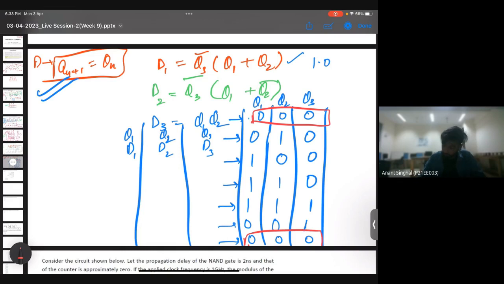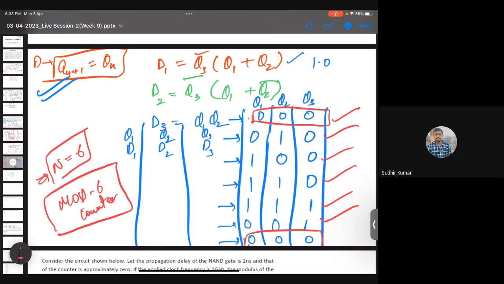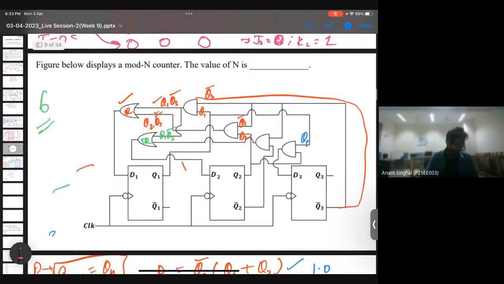So let's see how many states it has. 1 2 3 4 5 6. So n is nothing but 6, so it is a mod 6 counter. Is it fine? Yes, sir. Okay, so the correct answer to this problem is 6 only.